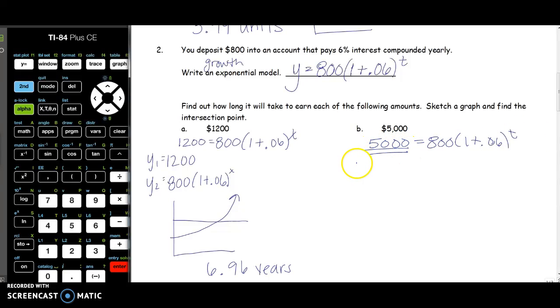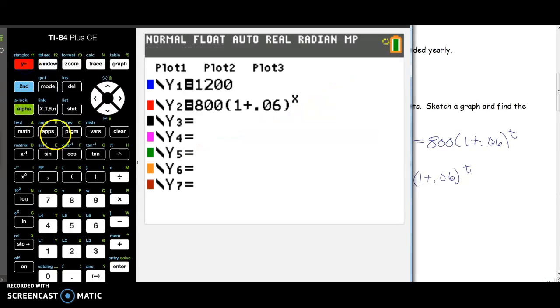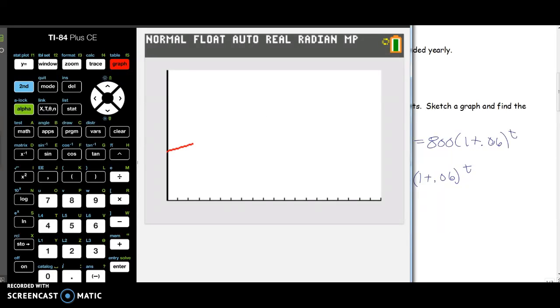So really we're just changing our y1 because your equation y2 stays the exact same. So when we go to our graph, our calculators, we would hit y equals, only change y1 to 5,000 because this still has not changed. We're still looking for about the same thing. If you hit graph, notice you're only seeing your exponential growth graph. We're not seeing that blue line that shows 5,000.